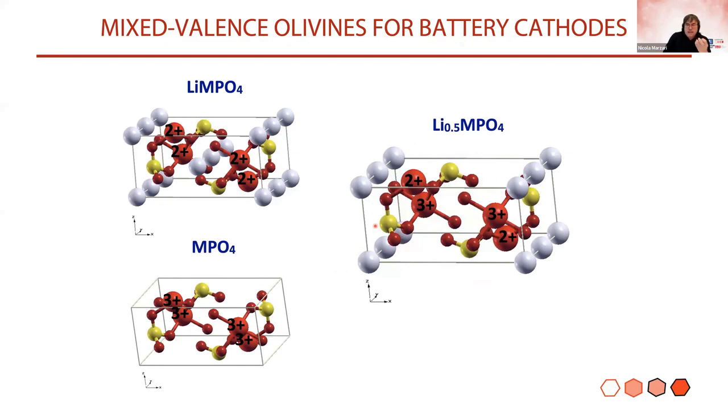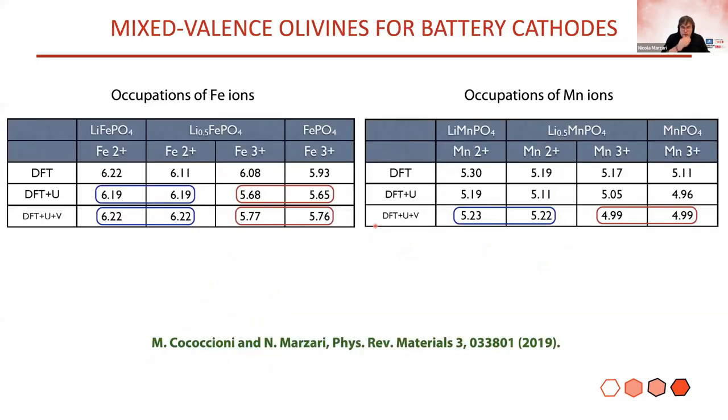But let's take a poster child for this piecewise linearity problem. That is a system where the transition metal needs to change oxidation state, exactly as it happens in cathode materials for lithium-ion batteries. This is an olivine, lithium iron, lithium cobalt, lithium manganese phosphate, where the transition metal is the one that changes. We cycle lithium in and out. The oxidation state of the transition metal needs to change.